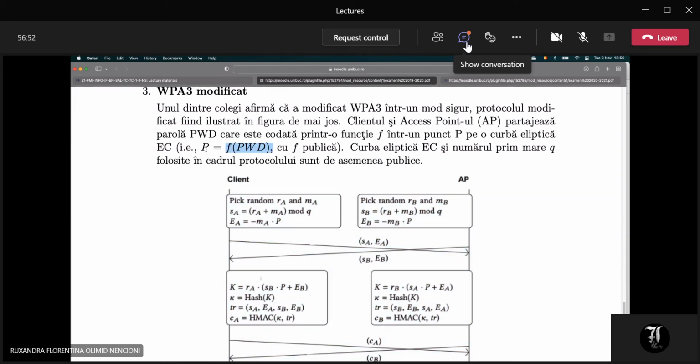It's somehow encoded with the public f function in a point on an elliptic curve. And the elliptic curve EC and the prime big number Q that are used for the protocol are also public. So basically, we know all the parameters that we're working on. What we don't know, of course, is the password.